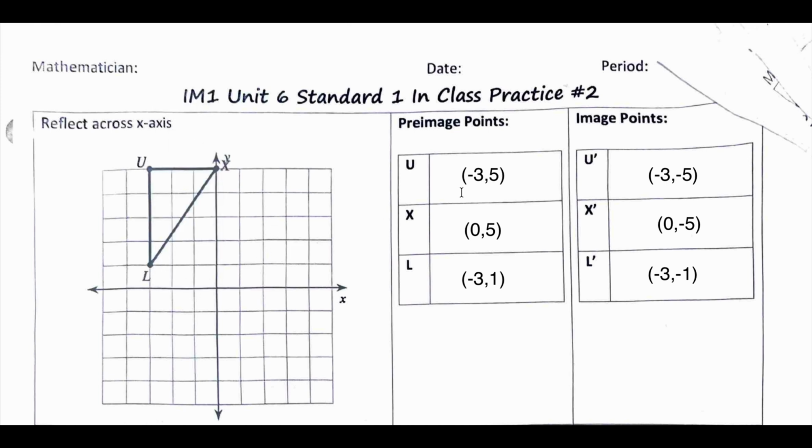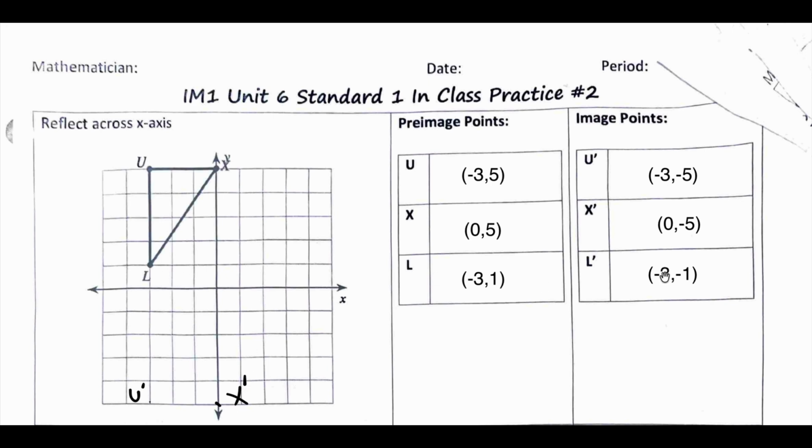So now let's look at how we would graph that. Okay, so I can use this table that we created. If I'm plotting U prime, I would go -3, -5, counting 1, 2, 3, 4, 5, and that would be right about here. Let me label that U prime. And then I can see that X is (0, -5), so I go 0, 1, 2, 3, 4, 5, and that's going to be X prime.